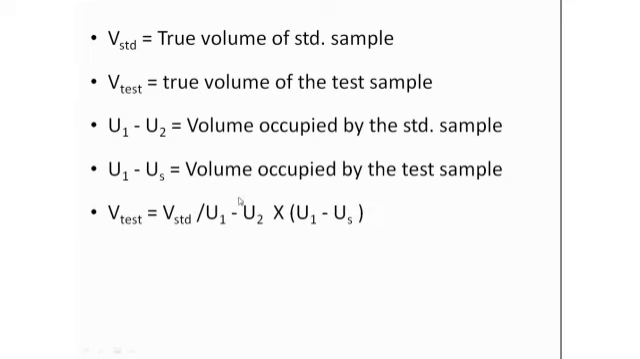So V test, the volume of the test sample, is equal to V STD divided by (U1 minus U2), and this whole is multiplied by (U1 minus US). Clear? So this is the basic equation to determine the true density using the helium pycnometer.